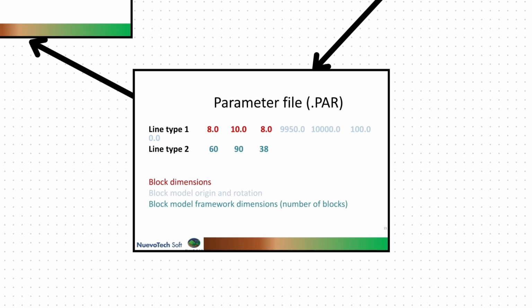Whittle also uses the .par parameters file. This file defines the block dimensions, the origin and the model size. For example, line 1 might say each block is 10 by 8 by 10 by 8 meters. Another part gives the model origin, rotation and how many blocks in XYZ, the framework dimensions. The parameters tell Whittle how to interpret the .mod file. So if your Surpac model has 100 meter by 100 meter by 10 meter blocks, your parameters should reflect that. Always double check this file. Any mismatch will misalign your blocks, right?